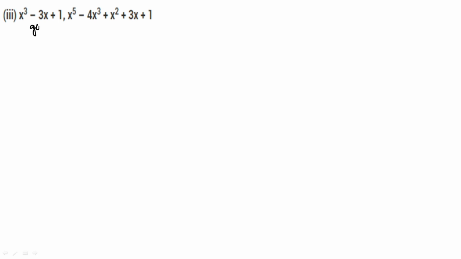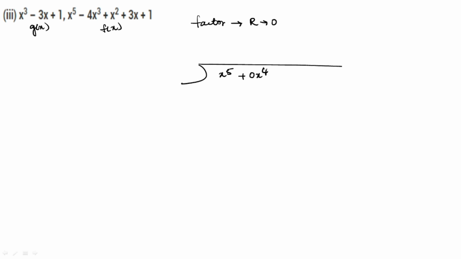The next question in this exercise. So g of x, and this is f of x, factor if remainder becomes equal to 0. So considering the dividend, x power 5, there is no x power 4, let's write 0 x power 4 minus 4x cube plus x square plus 3x plus 1. So the divisor is x cube minus 3x plus 1.